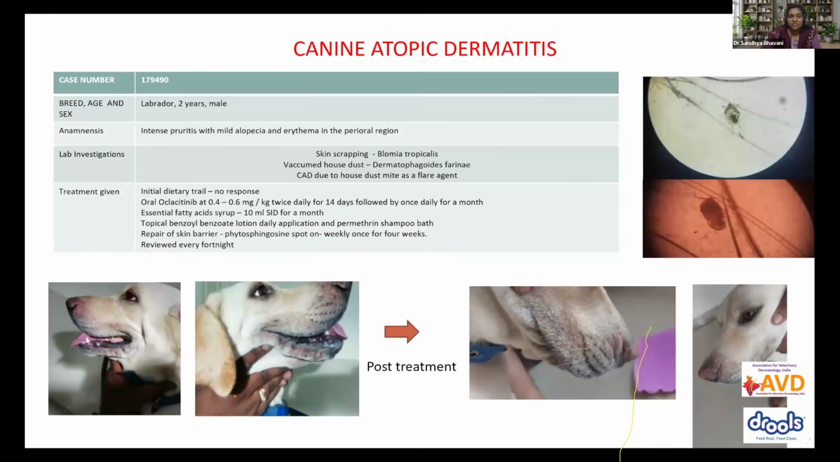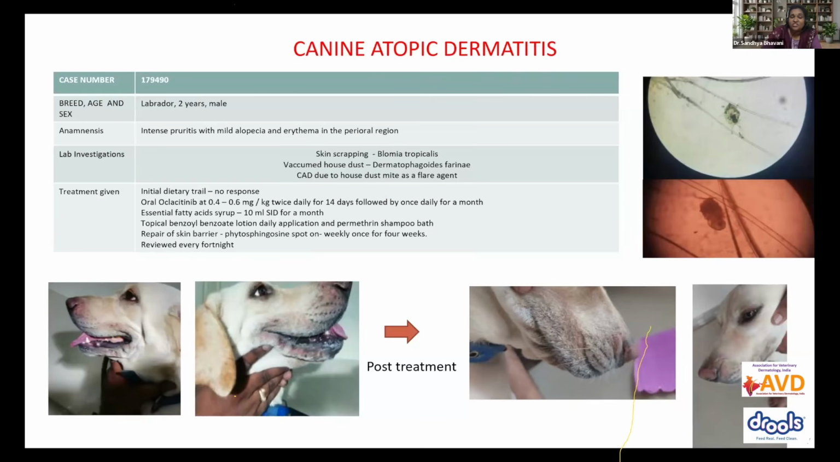So this is a dog with canine atopic dermatitis. Probably this canine atopic dermatitis can be because of the house dust mite. So environmental allergens can also, the house dust mite is one of the main allergens for a dog and for humans also. So one such allergen is Dermatophagoides farinae and Blomia tropicalis.